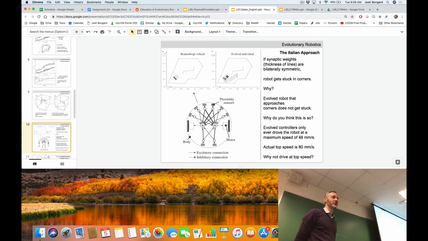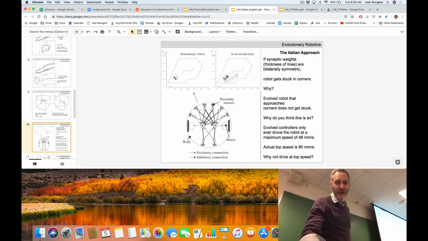Yep, absolutely. Did they try going in and flipping the evolved weights and then seeing if it performed in the opposite direction? Good question. I don't know if they tried that. They didn't report it in the paper. Be a good thing to try.